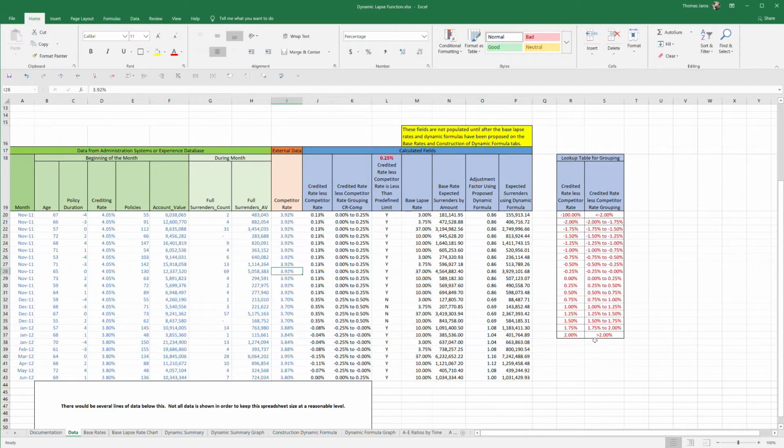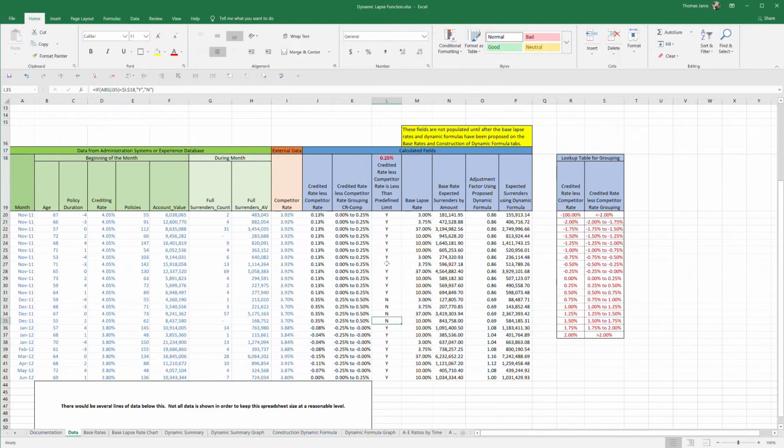Now, I chose 25 basis points. You might have enough data to do it every 10 basis points. I don't know. You're going to have to look and see how much data you have. 25 basis points seems to be working fairly well with this made-up example. I've also added one more calculated field onto this database, and that is: are the competitor and the credited rates reasonably close to each other? If they're within 25 basis points, I put a yes in there. If they're not within 25 basis points, then there's a no.